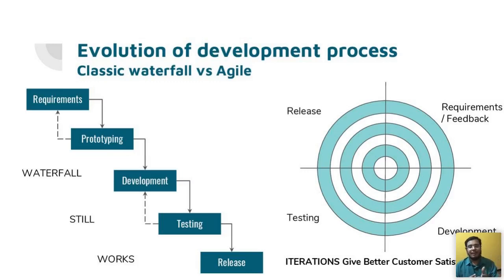So in the waterfall model, most development processes take 1 week for requirements, 1 week for prototyping, 2 to 3 weeks for development, and 1 week for testing, and then release, like a couple of days for release, which gives you like 1.5 months for releasing a single product to the end user.